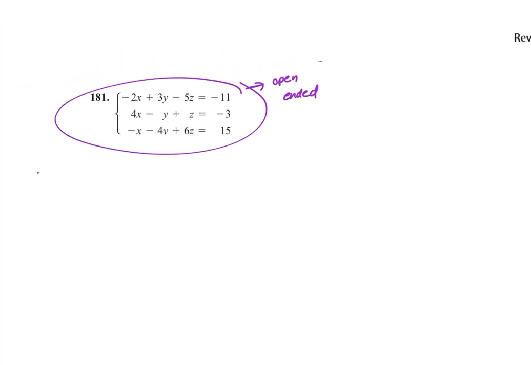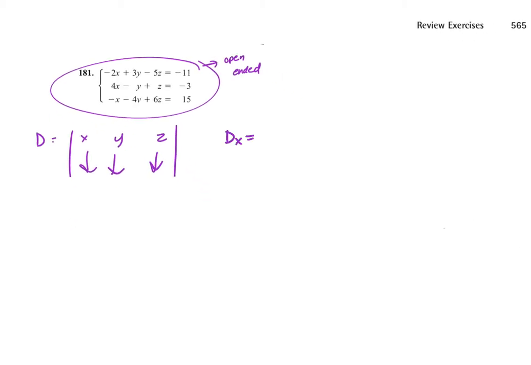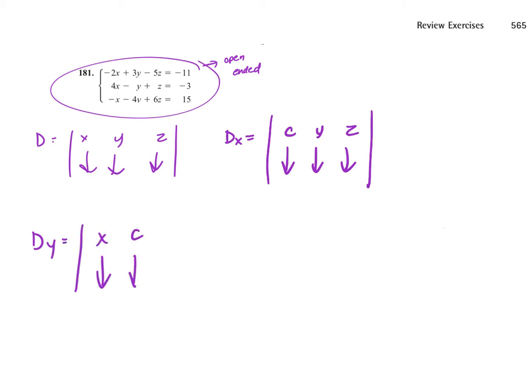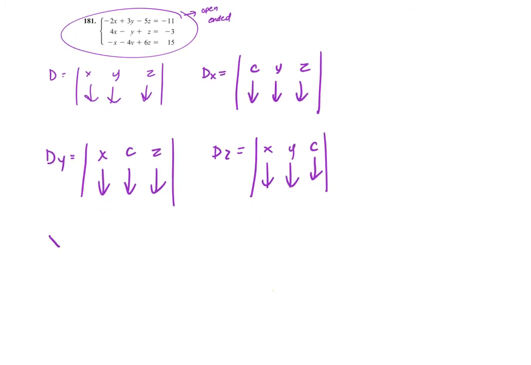So remember Cramer's rule, you find D by doing the X's, the Y's, the Z's. Then you do dx. Take out the X's and put in the constants, and then the Y's, and then the Z's. And then dy, you would leave the X's, take out the Y's, put in the constants, and then the Z's. And then dz, you would leave the X's, leave the Y's, replace the Z's with the constants, and then your x is your dx over d, your y is your dy over d, and your z is your dz over d.